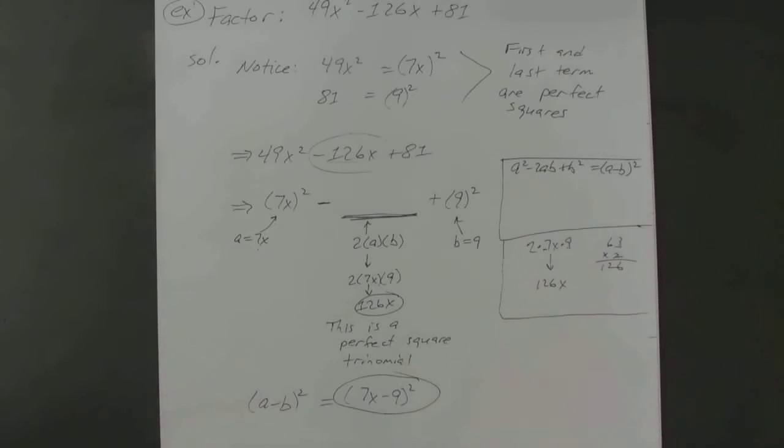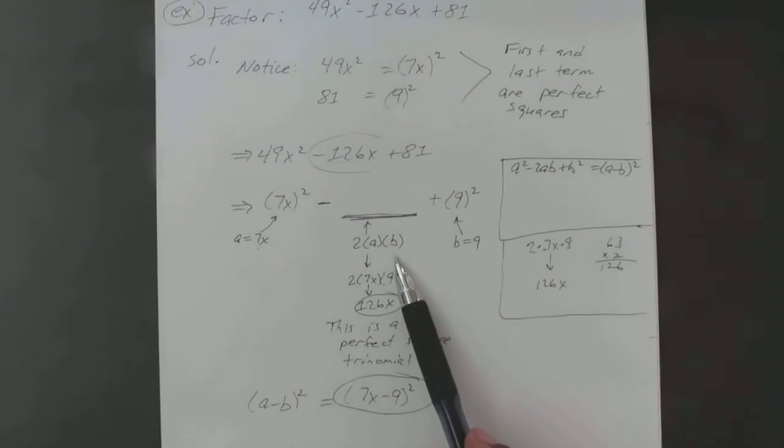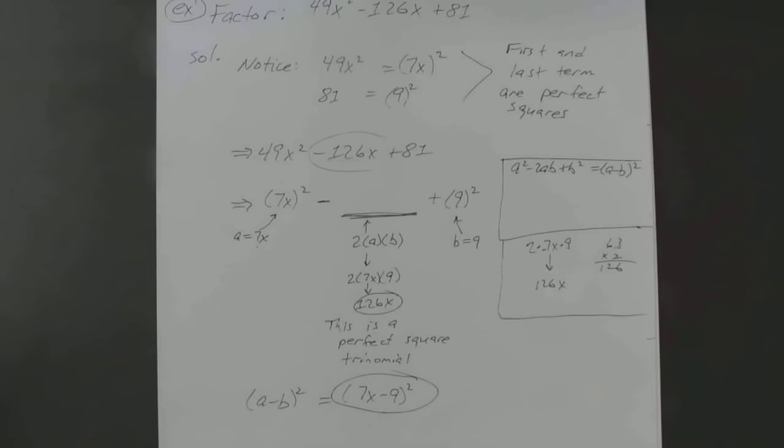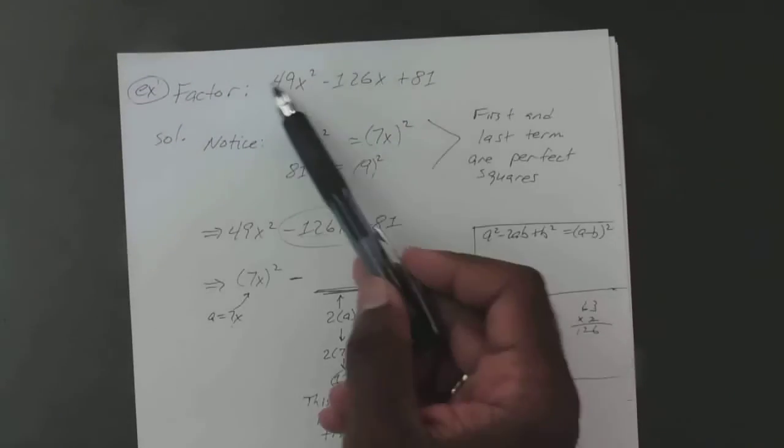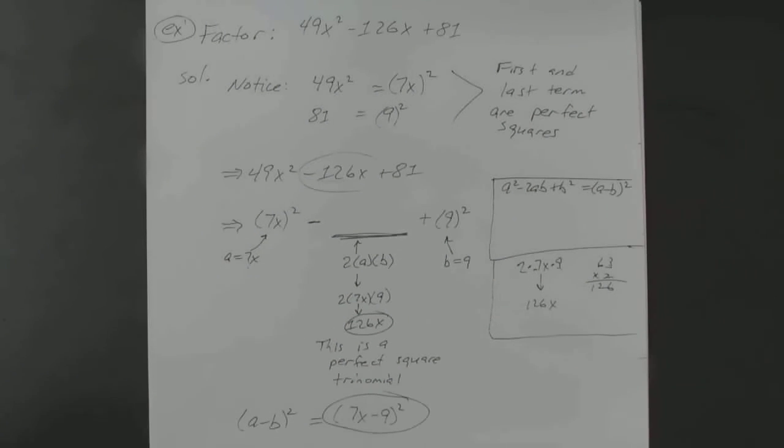Okay. Now, if you did happen to do the check on the outside and you do your 2ab and it doesn't match your middle term, then you'd have to do the a times c method. Okay. So it won't always be a perfect square, but when it does match, it cuts down a lot of the work, because with that a times c method, you'll be doing 49 times 81 and have to find two numbers that multiply to equal that and add to equal 126, and it's just a mess. So this is a little bit easier.